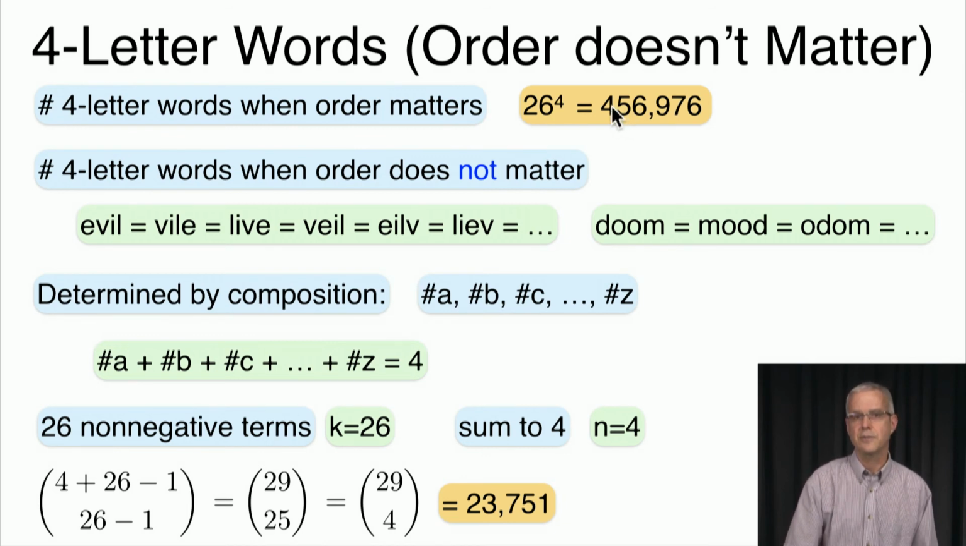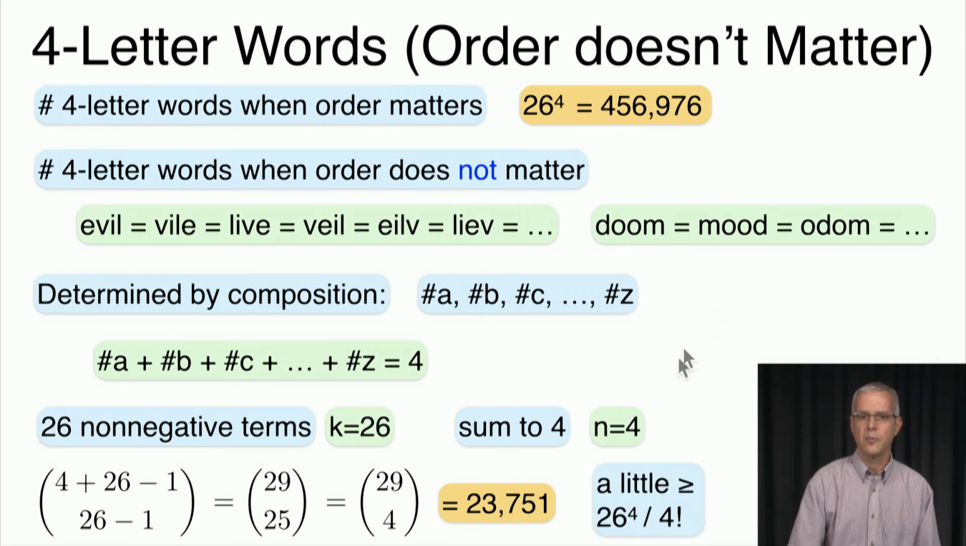And if you divide 456,000 by 24, you'll get a number which is, I think, around 19,000. What we get here is a little more than 19,000, and that's because we also have words that contain 3 letters and 2 letters and 1 letter and so on. So this makes sense. Okay.